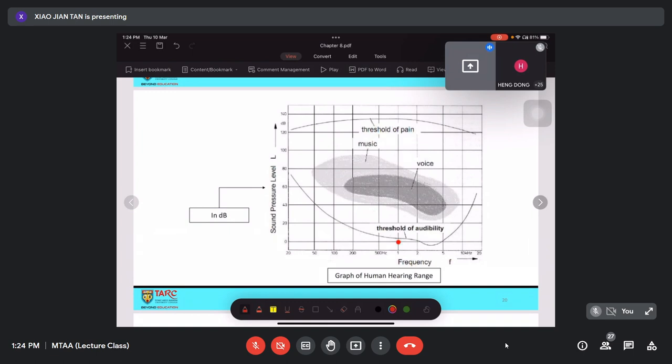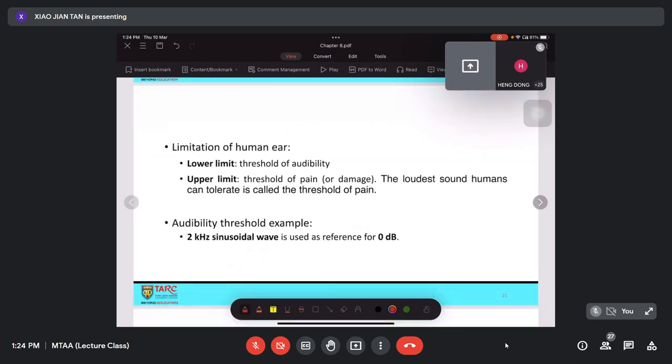So this is the same, but illustrated using a different figure. The sound pressure would be the loudness, and it is in dB, and this is the frequency. So the limitation of the human ear: the lower limit is the threshold of audibility, the upper limit is the threshold of pain or damage. The loudest sound a human can tolerate is called the threshold of pain. So we have our upper and lower limit. The lower limit is the minimum, the silence beyond which one can hear. And the upper limit would be the threshold of pain. If exceeding this limit, you will feel pain in your ear and so on.